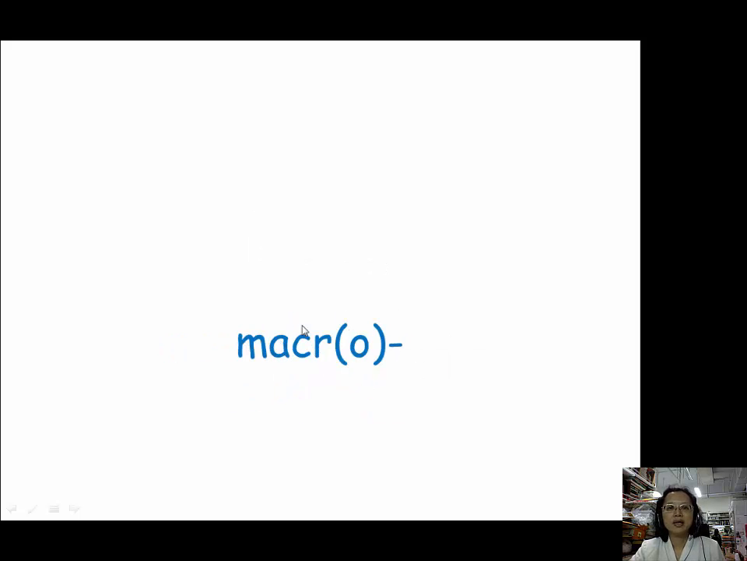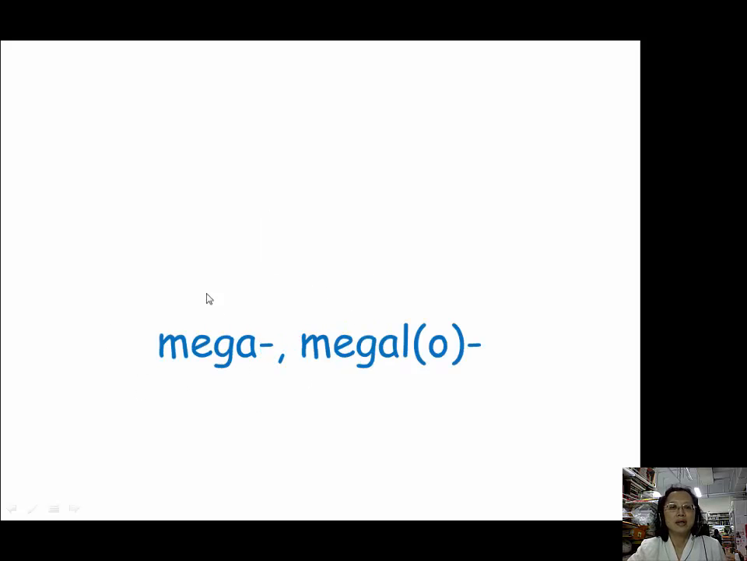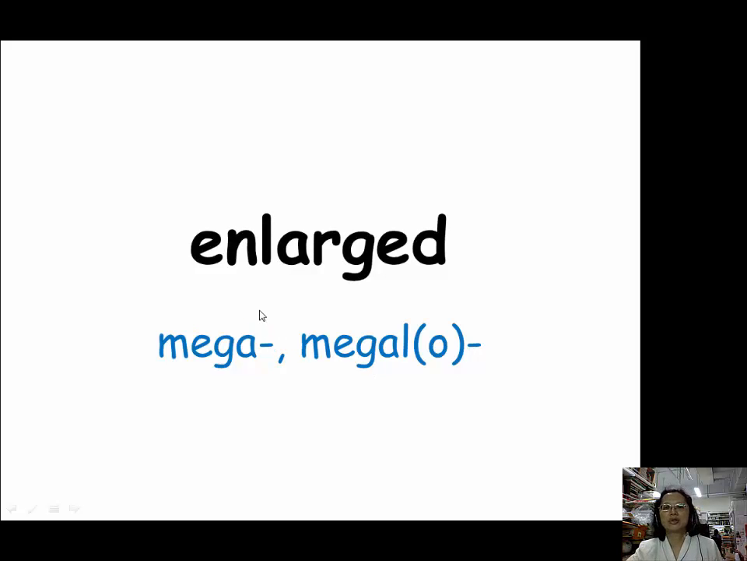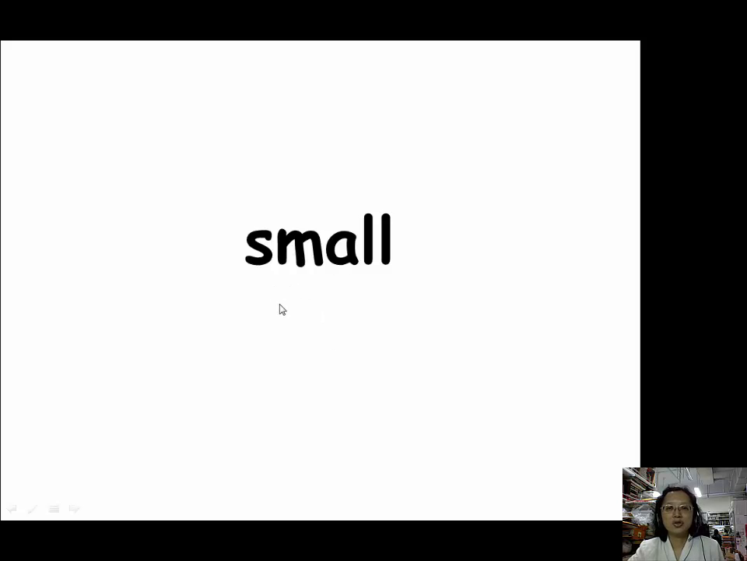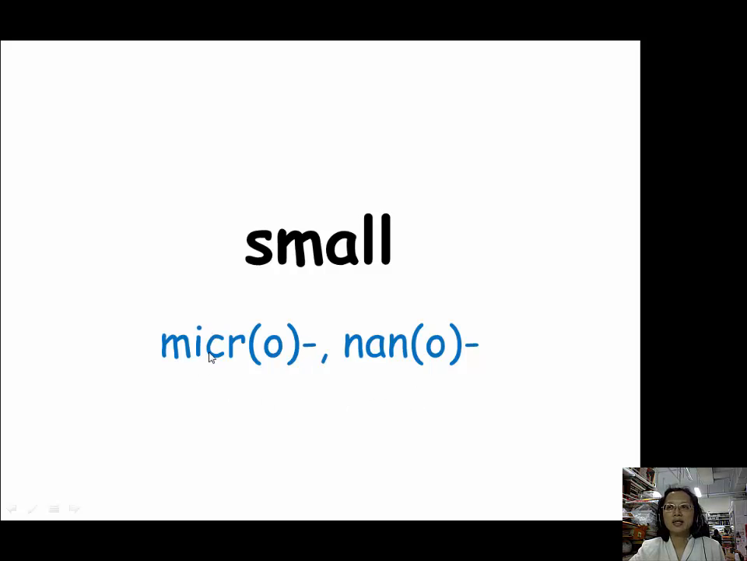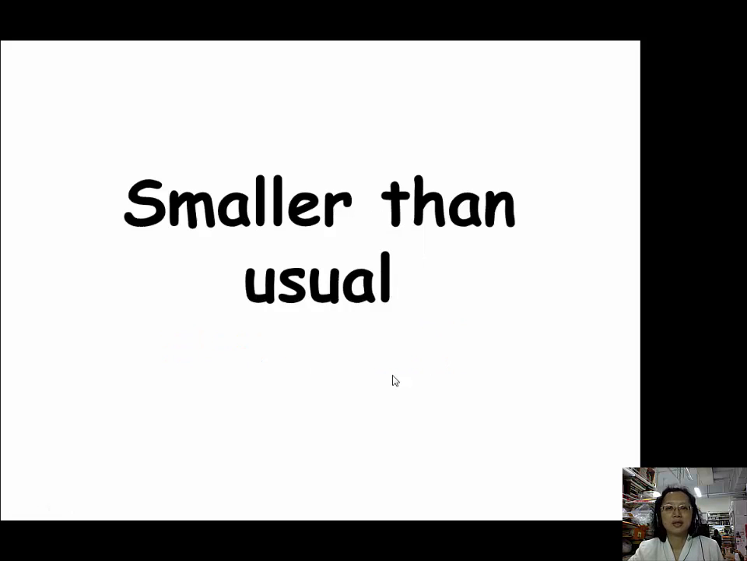And the same prefix, macro, can be used to describe things that are longer than usual. And the prefix mega, M-E-G-A, and megalo, M-E-G-A-L-O, can be used to describe things that are enlarged. And for things that are smaller than usual, we could use these two prefixes, micro, M-I-C-R-O, or nano, N-A-N-O. These two prefixes also have numeric meanings. And for things that are smaller than usual but don't have a numeric meaning, we could use this prefix, mini, M-I-N-I.